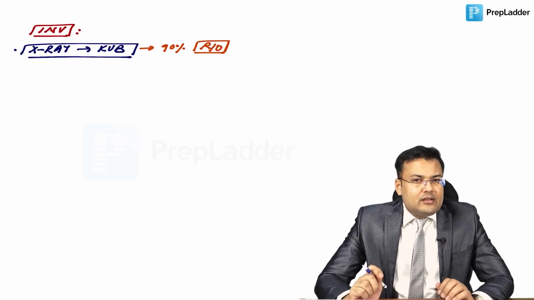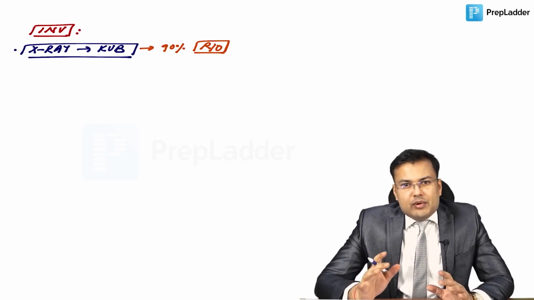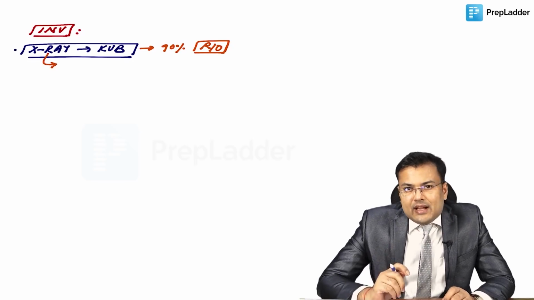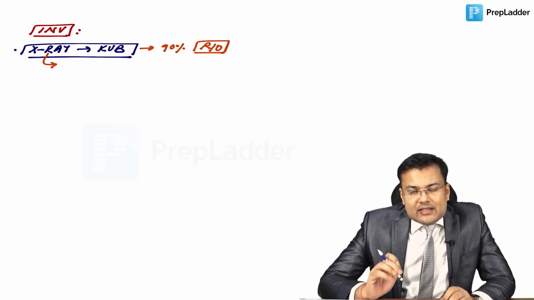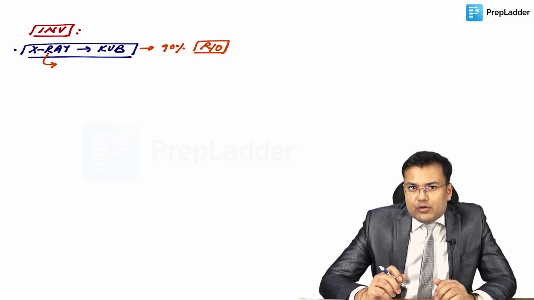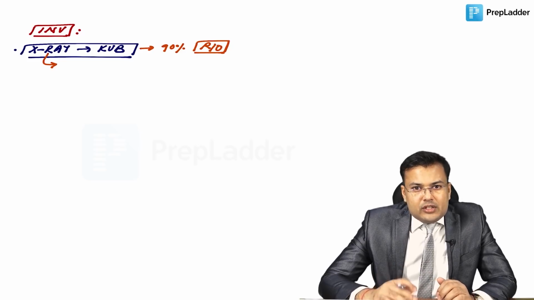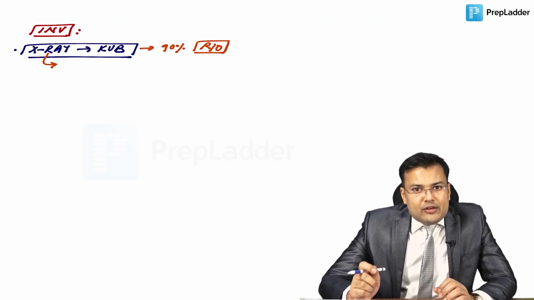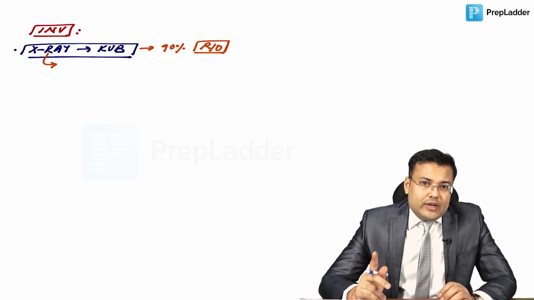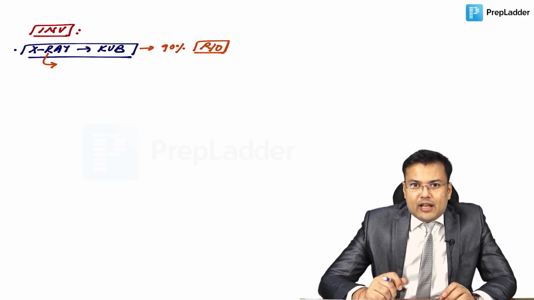So you can detect the stones on X-ray KUB. But what is the problem? This X-ray will not give you any idea about the exact site of obstruction, about hydronephrosis, about renal function, right? So you want to know whether there is hydronephrosis or not. What is the screening investigation for hydronephrosis?